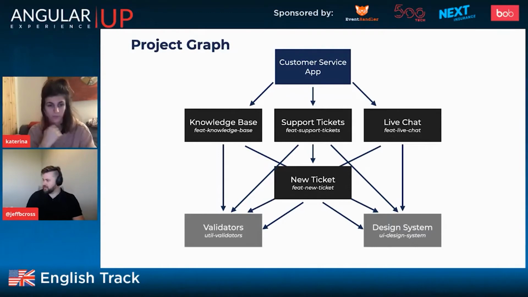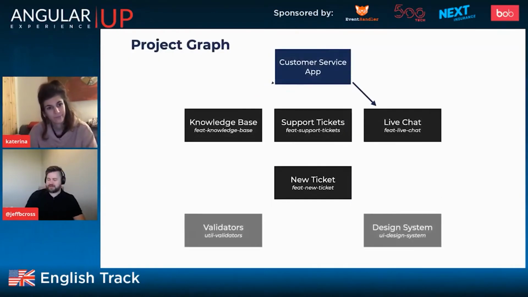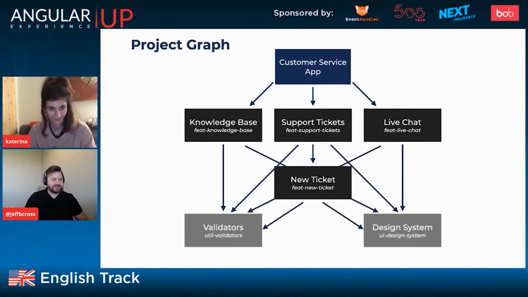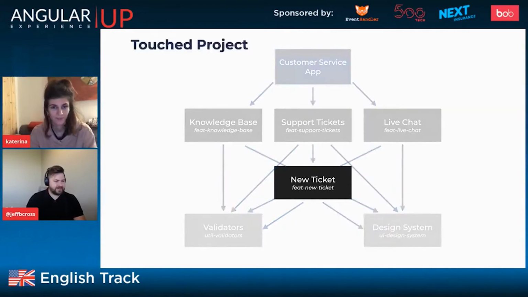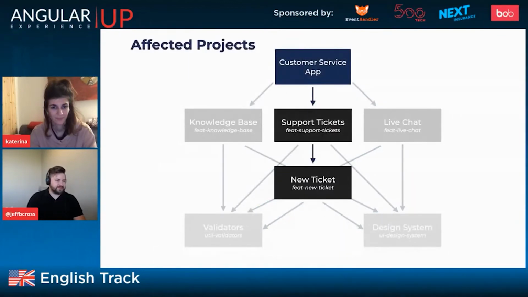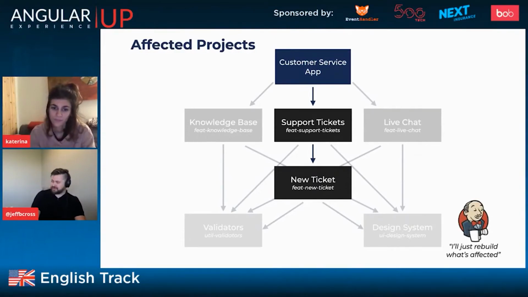But Nx is smart. It understands the relationships of your projects and what depends on other projects. And for the most part, it understands these relationships implicitly in what's called a project graph. So based on what projects are importing other projects, Nx can figure this out for you without you having to tell it how anything relates to other projects. And so Nx can use that knowledge to look at what projects were changed as part of the code change and determine what projects are directly or transitively affected by that change. So in this case, we touched the new ticket library, which is depended on by support tickets, which is depended on by the customer service application. So now our CI can be smart and say, I'll just rebuild what's affected.